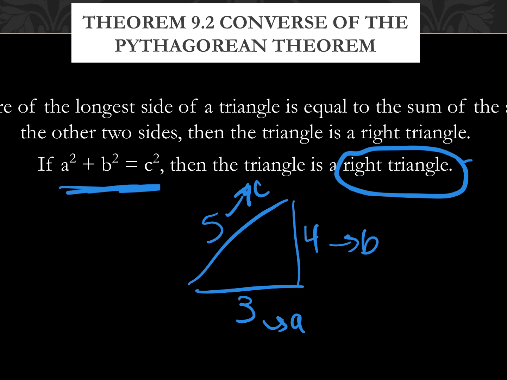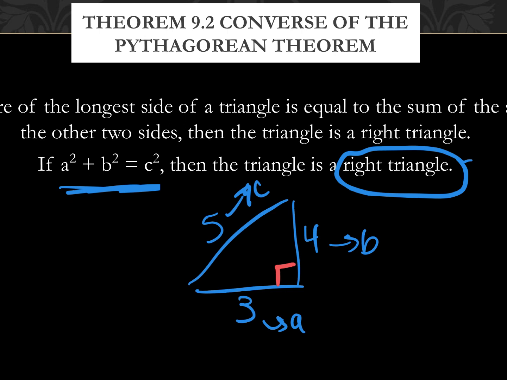If you square 5, what do you get? 25. 3 squared is what? 9, right? And 4 squared is what? 16. What's 9 plus 16? 25. Does A squared plus B squared equal C squared? So in other words, what do I know about this triangle now? Now my conclusion is that it's a right triangle. Do you see the difference there?